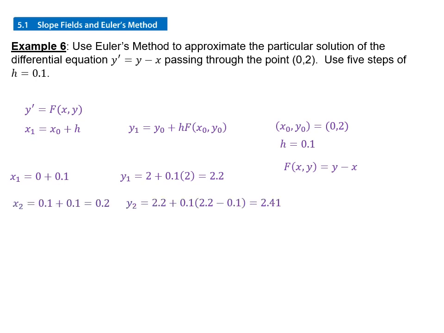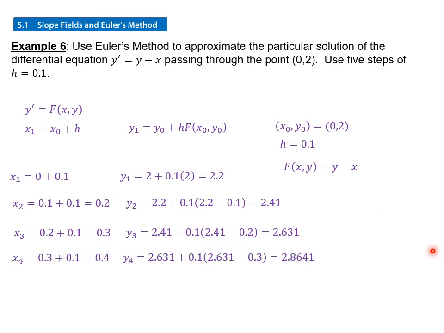X sub 2, just plugging it in as we go through. 2 minus 0 is 2. On this one, 2.2 minus 0.1, because that's what it is. X sub 3, kind of same thing going on. We're just taking the last answers to calculate this part for the y. And we just do it 5 times. So we get this is the approximate solution.